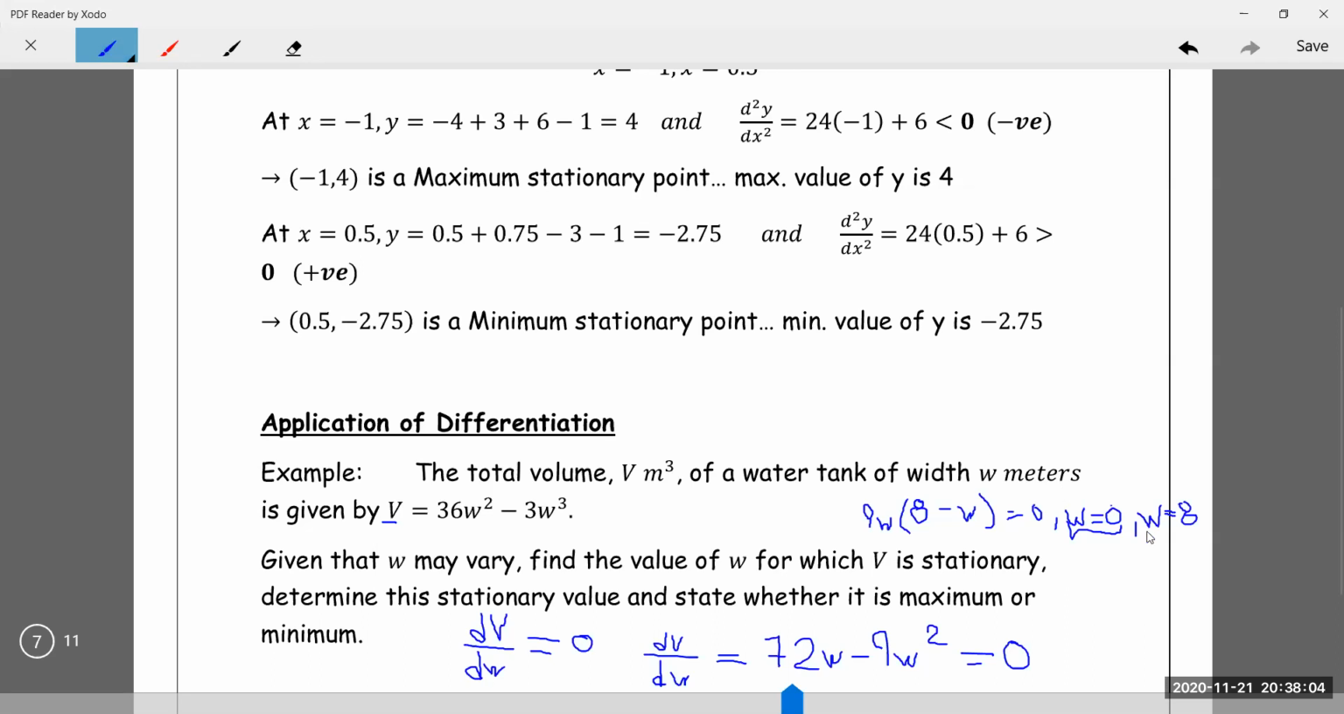All right, so we know that W is 8. So we'll find that W is 8. First it did ask us, find the value of W for when V is stationary. W is 8. Now the second question says determine and state the stationary value. What will be the stationary value?